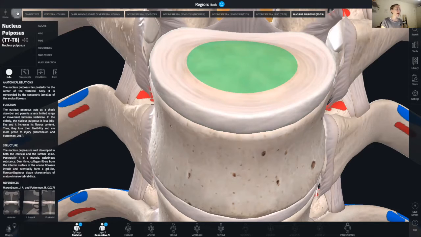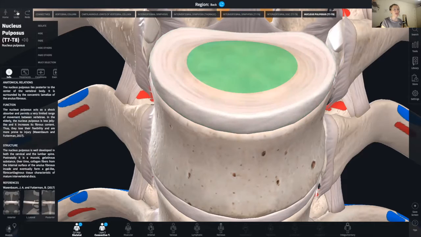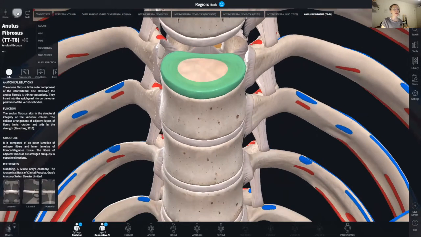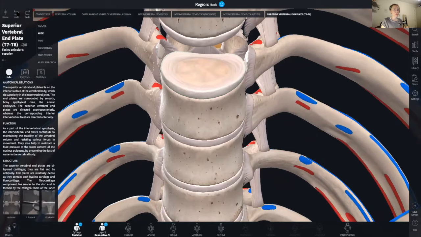So if I go back over the three parts, each disc has a vertebral end plate, a nucleus pulposus, and the annulus fibrosus. Such a mouthful every time you say it. So the three parts of the disc. In between all of the vertebra apart from C1 and C2. That is the first two at the top of the neck.